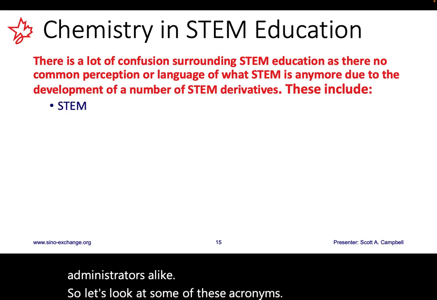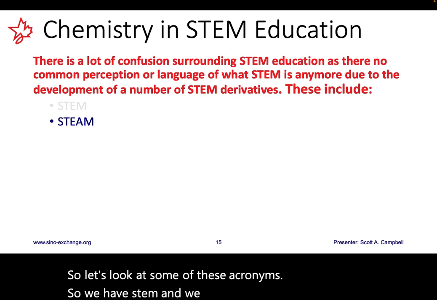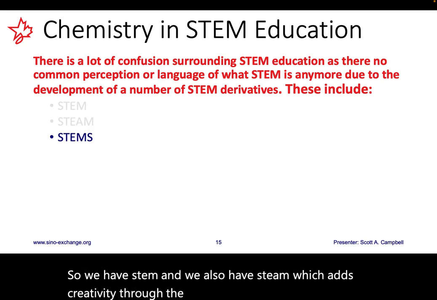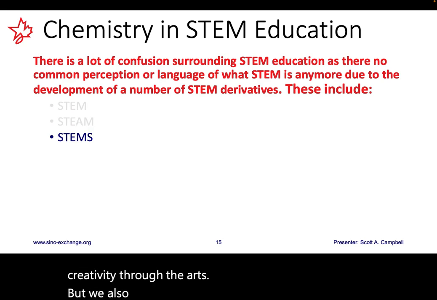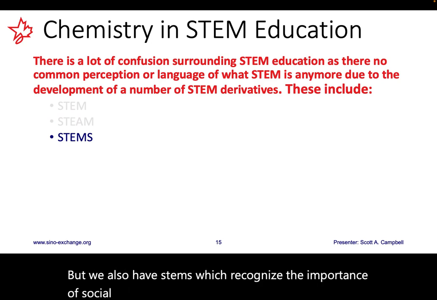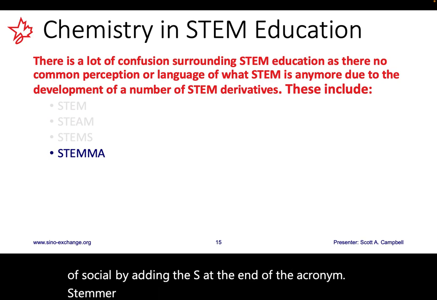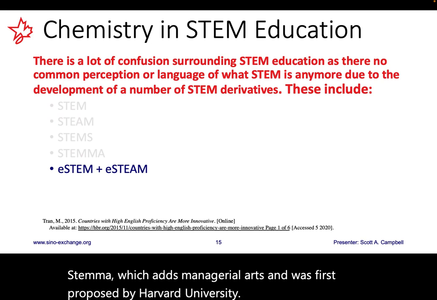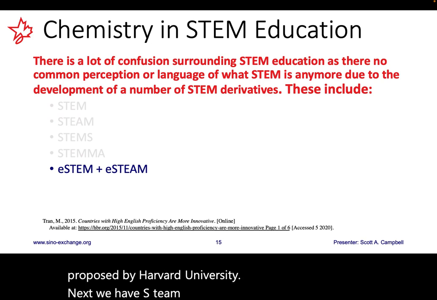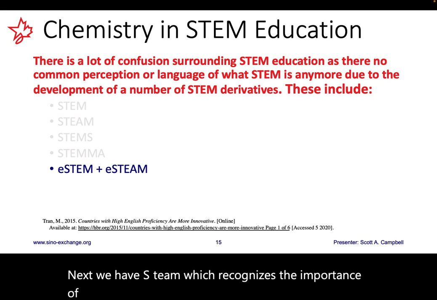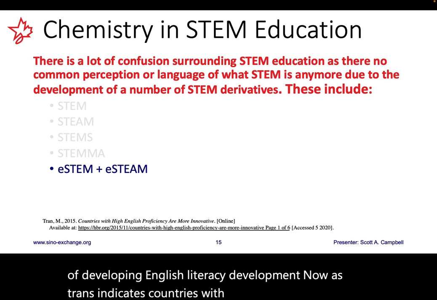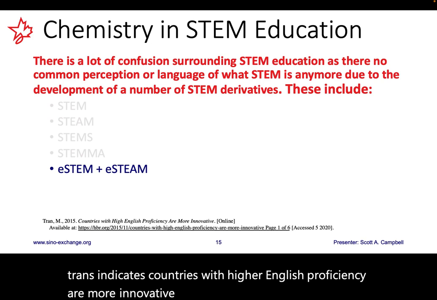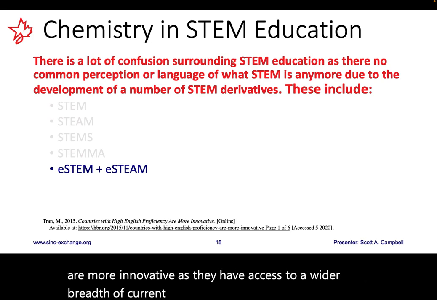So we have STEM, and we also have STEAM, which adds creativity through the arts. But we also have STEMs, which recognize the importance of social sciences by adding the S at the end of the acronym. STEMMA, which adds managerial arts and was first proposed by Harvard University. Next, we have ESTEAM, which recognizes the importance of developing English literacy development. Now, as trend indicates, countries with higher English proficiency are more innovative as they have access to a wider breadth of current research materials from the global community.